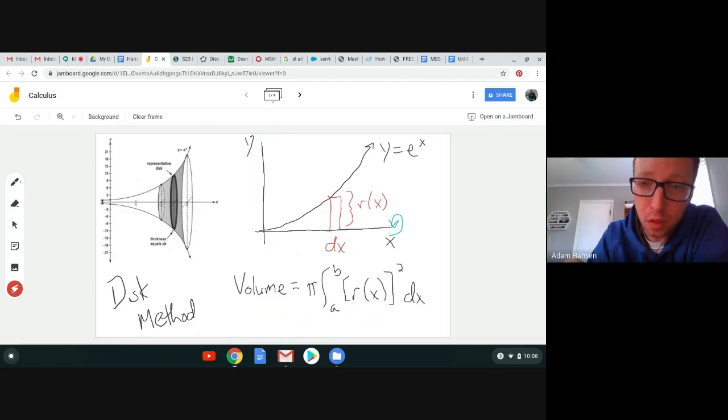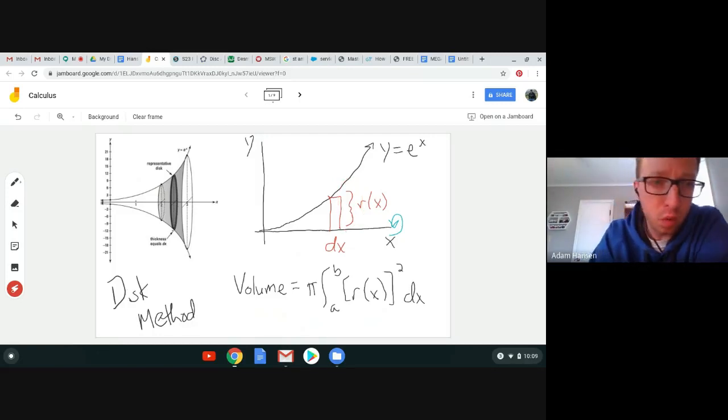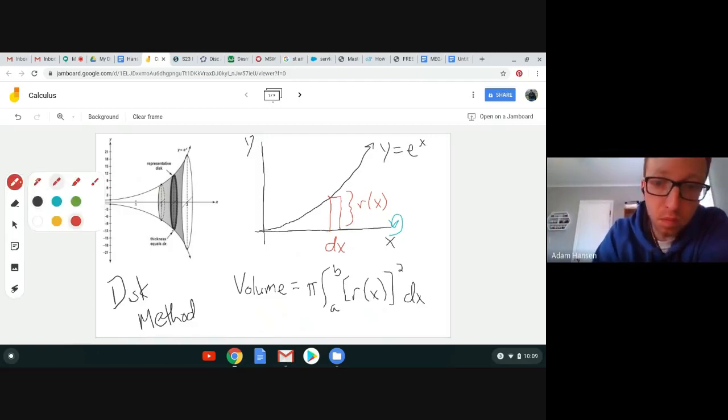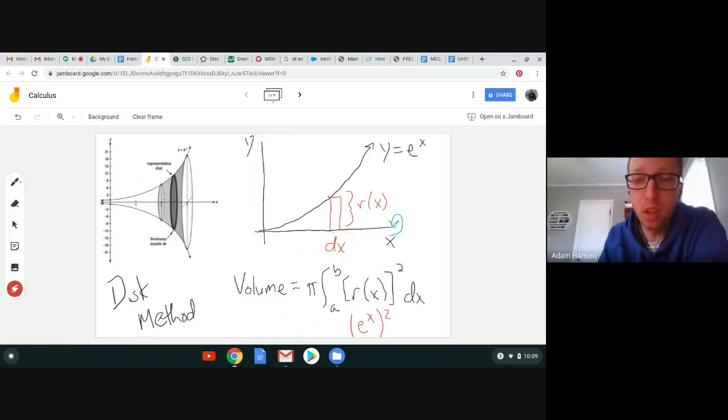The radius of this region is basically the height above the x-axis. In other words, that's going to be e to the x. In terms of x, the radius would be e to the x. The height of this disk, or depth, is going to be dx, the change in x along the x-axis, giving us the depth of that disk.